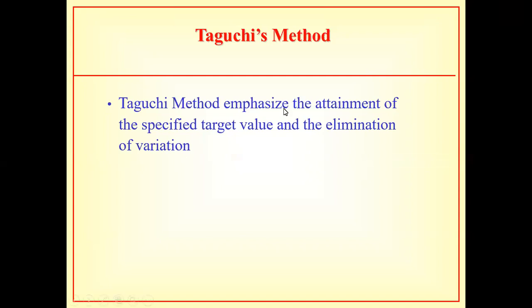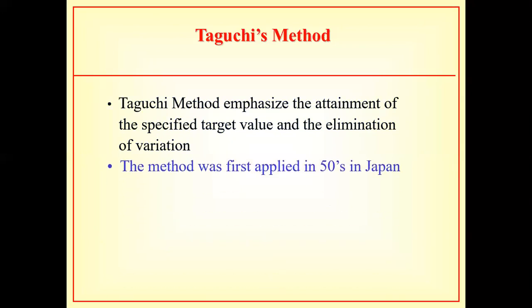Taguchi says, don't reduce the variation, focus on the target. If the customer says, I want a dimension of 50 mm, don't ask what tolerance you want. Although the customer says, I'm happy with plus minus 2, 48 to 52, you should try to provide the right dimension first time and every time, that is the target. If you focus on that, then you will eliminate the variation. That is the main focus of his methodology.